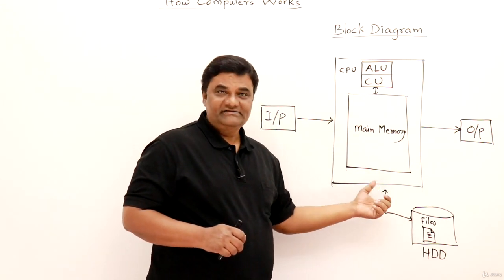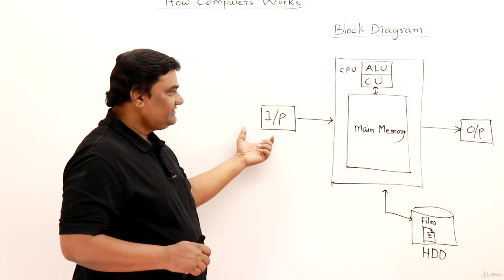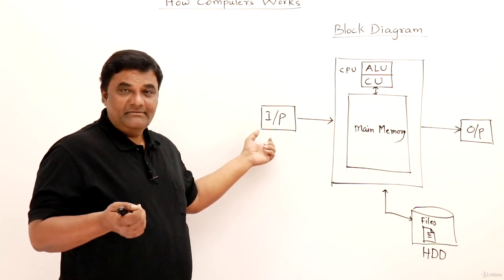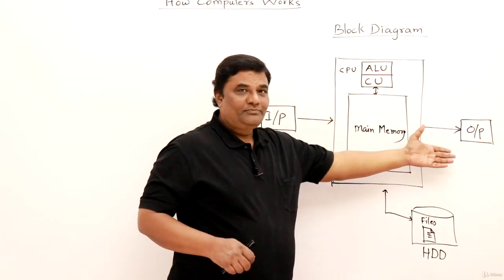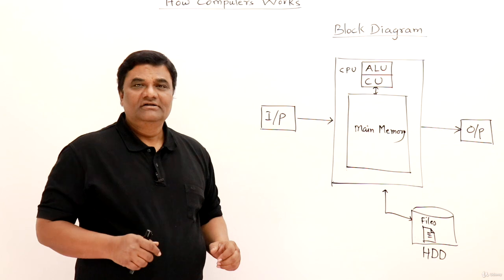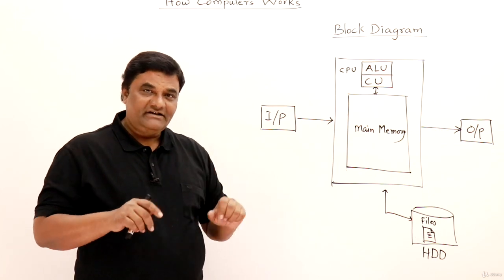in the form of files. And this is an input device like keyboard, mouse, or stylus, tablet, anything. Then this is the output device like your monitor or printer and speakers. Now let us understand their working.